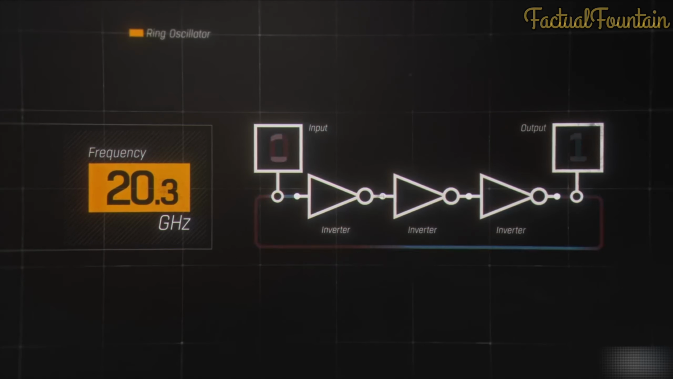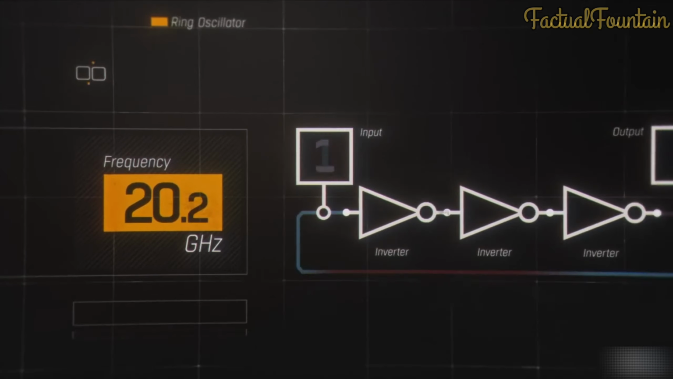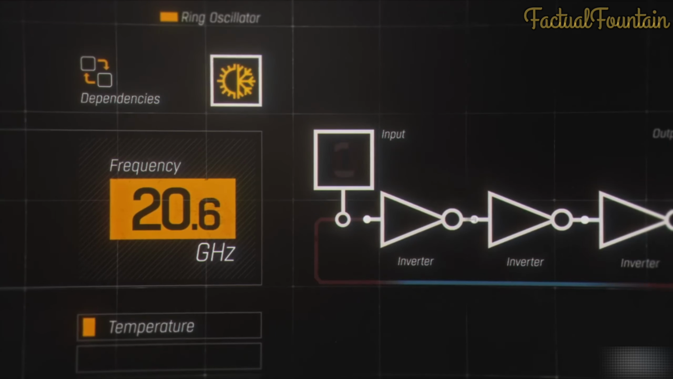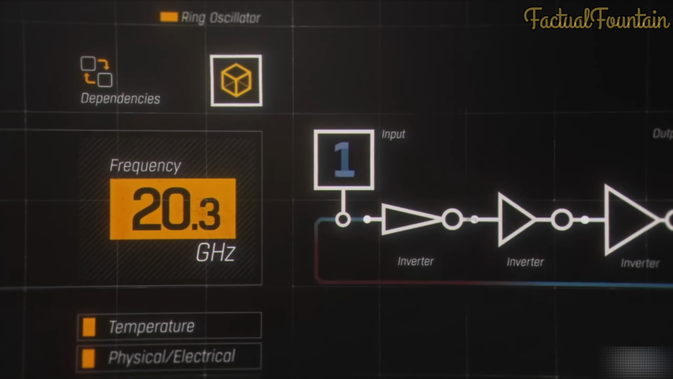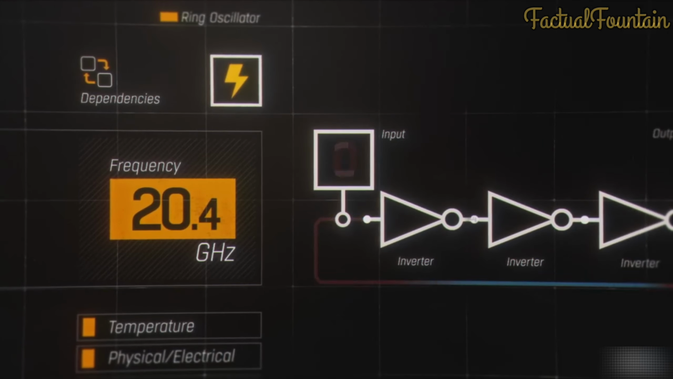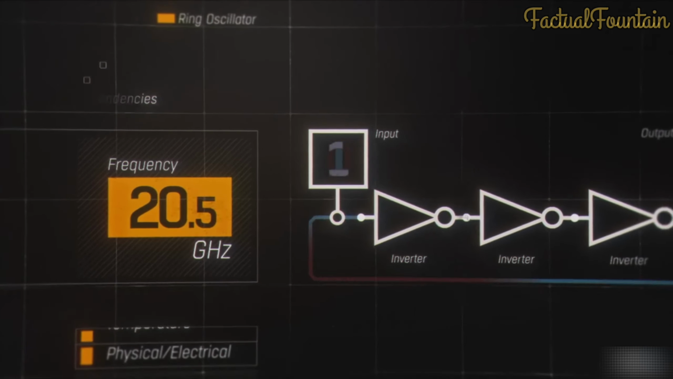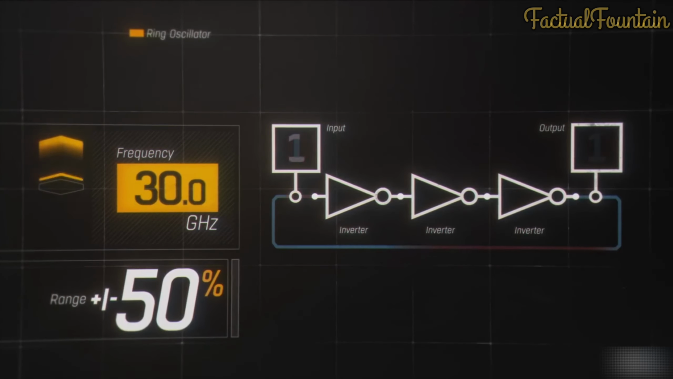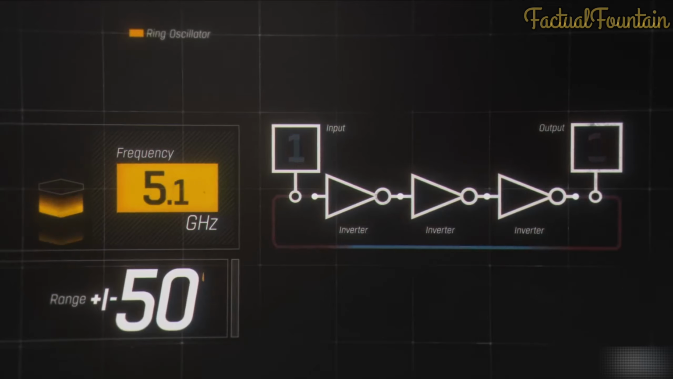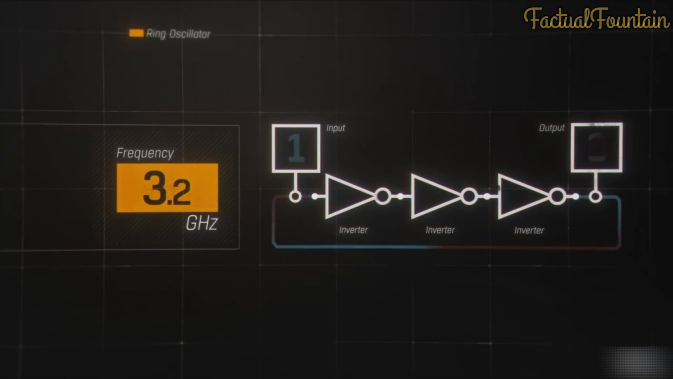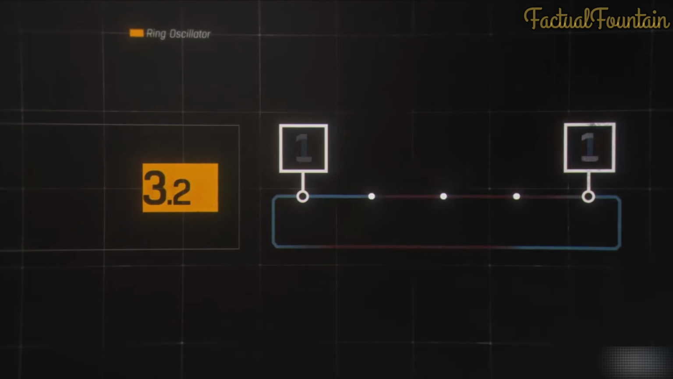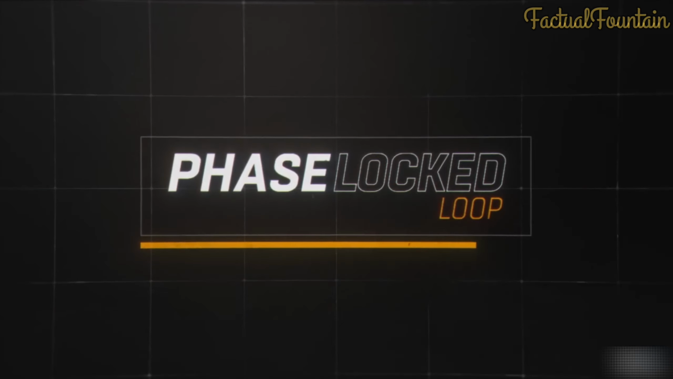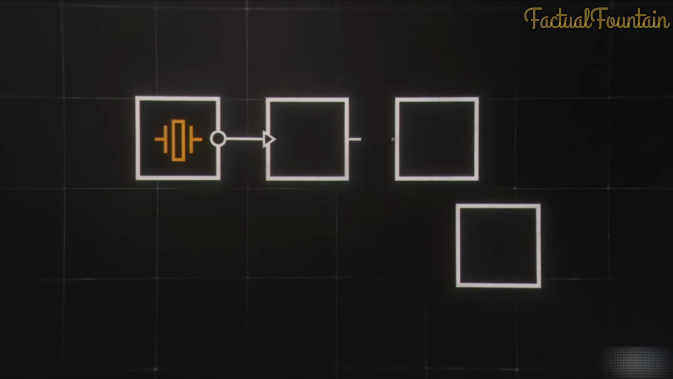However, the issue is that this ring oscillator's frequency is highly dependent on temperature, as well as the physical geometry and electrical properties of the transistors, and thus has a frequency range of plus or minus 50% or more from the desired frequency. Therefore, to stabilize the output frequency of a ring oscillator to less than a few parts per million accuracy, we use a circuit called a phase-locked loop. This is a complicated circuit, but here's the general idea of how it works.